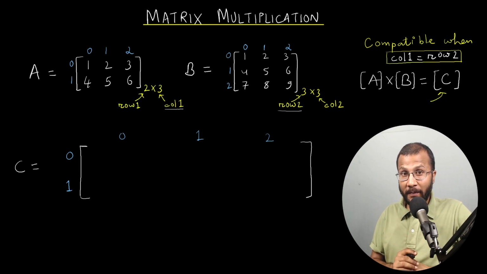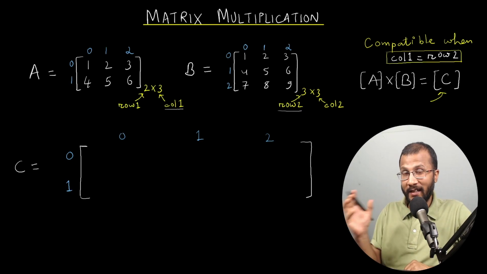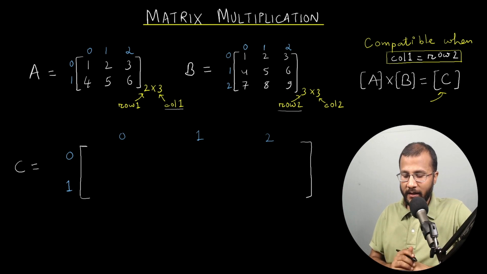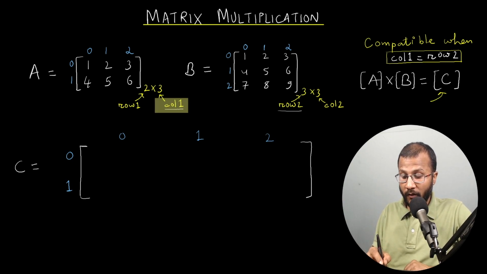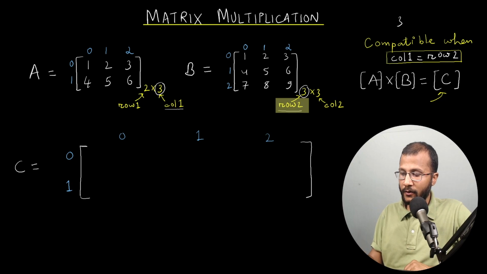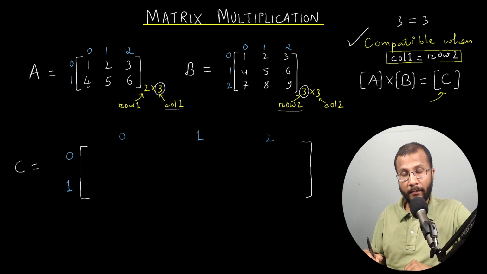Now let's try to multiply these two matrices A and B to get the resultant matrix C. A is a matrix of dimension 2 cross 3, 2 rows and 3 columns. B is a matrix of dimension 3 cross 3, that is 3 rows and 3 columns. First of all, you check for compatibility. The number of columns in the first matrix is 3, and the number of rows in the second matrix is 3. So 3 is equal to 3, that means it is compatible. So you can actually multiply these two matrices to get the resultant matrix C.